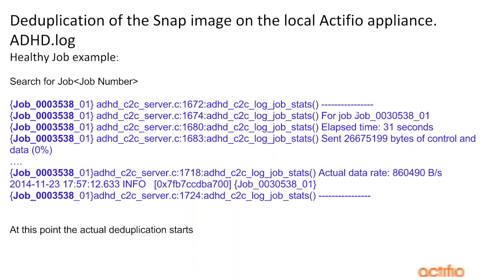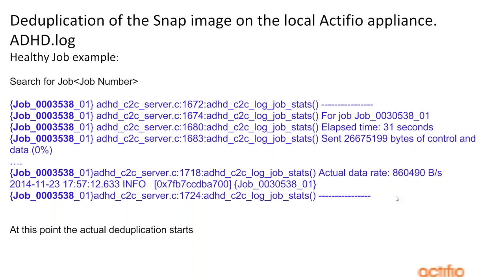A couple interesting things to note. If you look at the bottom line of the top portion of the snippet, you'll see sent 26675, et cetera, bytes of control data. So what we do, if we think we've seen this data before, is we will take a piece of data from what we think is the existing data set, and then we'll match it up against that image that just came in to be deduplicated. And if we make all good matches, that's what our control data is.